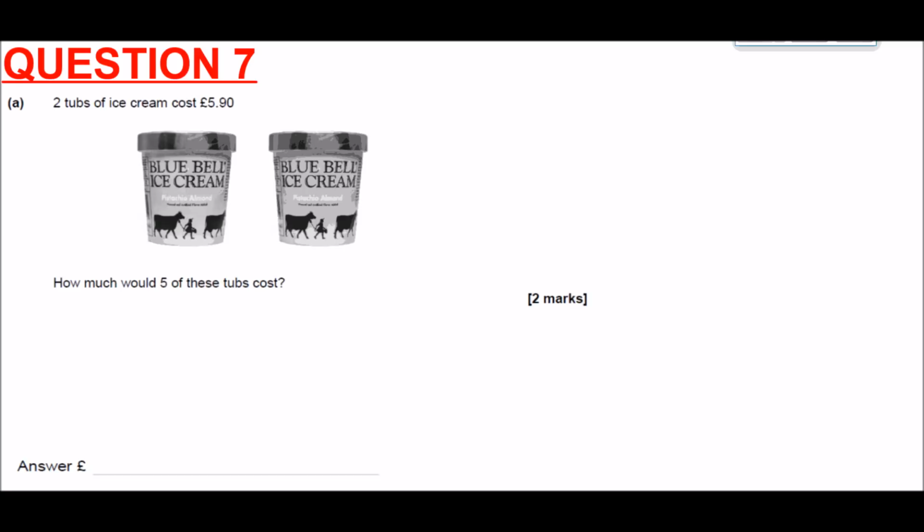Question 7. We've got this ice cream, and who doesn't love a bit of ice cream? Well, maybe if you're lactose intolerant, I suppose. But anyway, we've got 2 tubs of ice cream that cost £5.90, and we need to work out how much 5 tubs would cost. So, looking at this one here, we can start by just saying what the question says, really. That 2 tubs is £5.90.